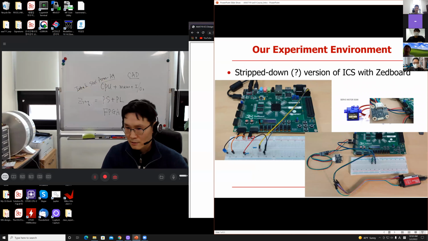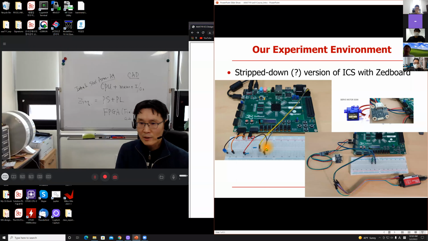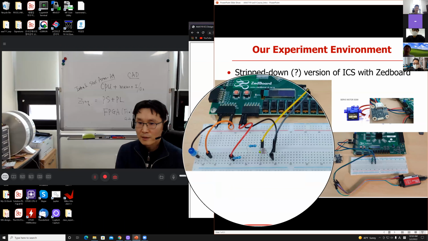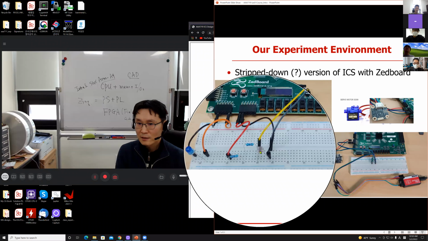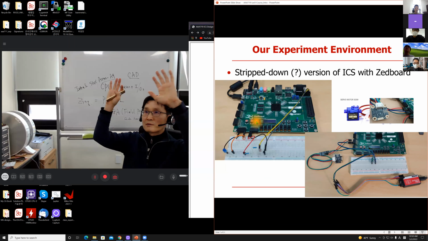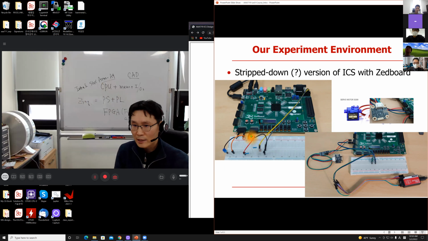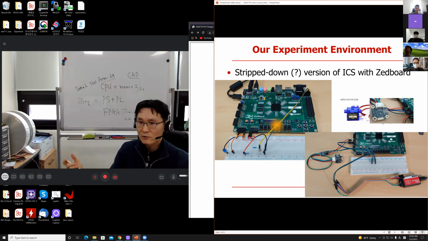Take a look at, okay, so before that, that is our experiment environment. Using this JedBoard, we are going to connect some sensors and actuators. That is this one. You know what this is? That is a light sensor. Using this sensor, you can take input, so you can measure the brightness of the ambient. Based on that, you can control the LED. Too dark, then you can turn on the LED. Simple example.